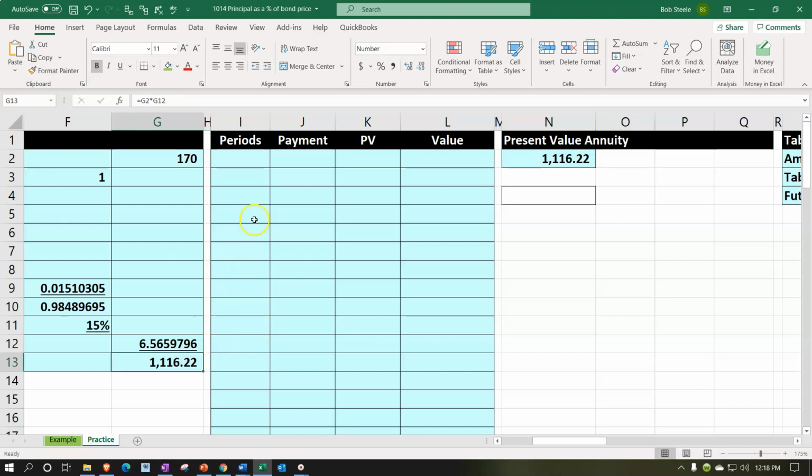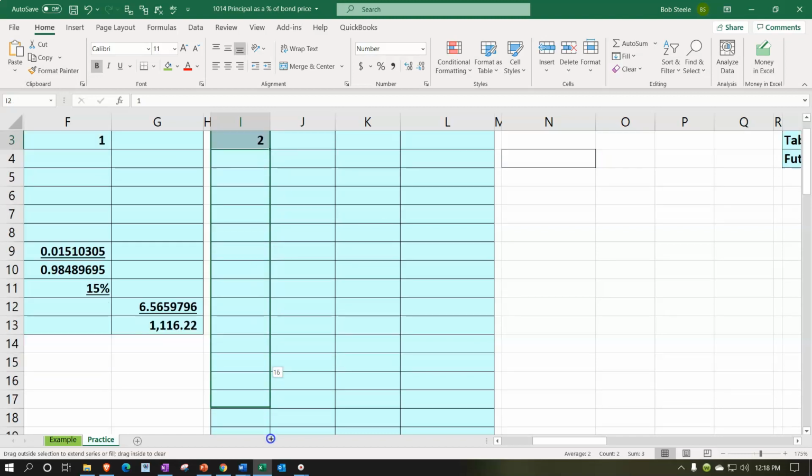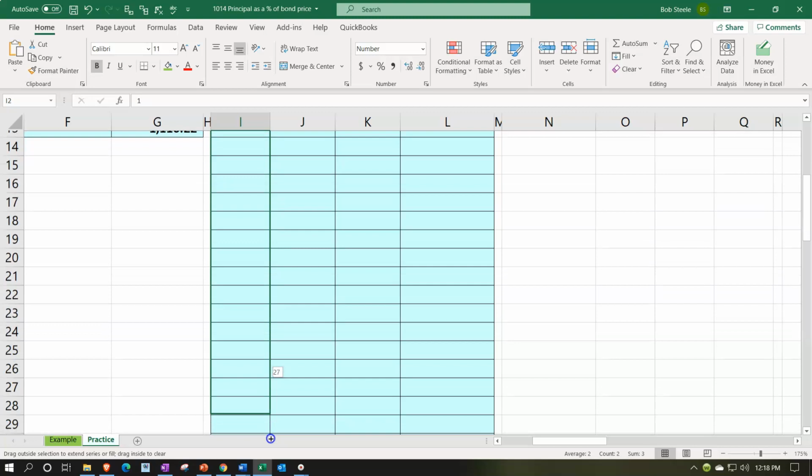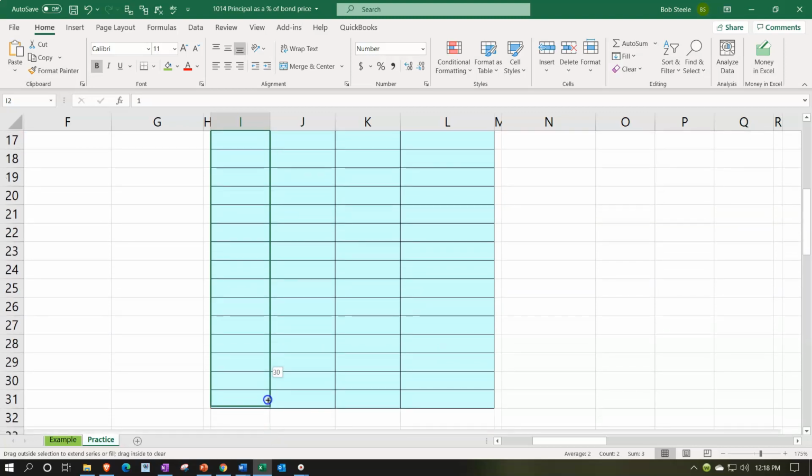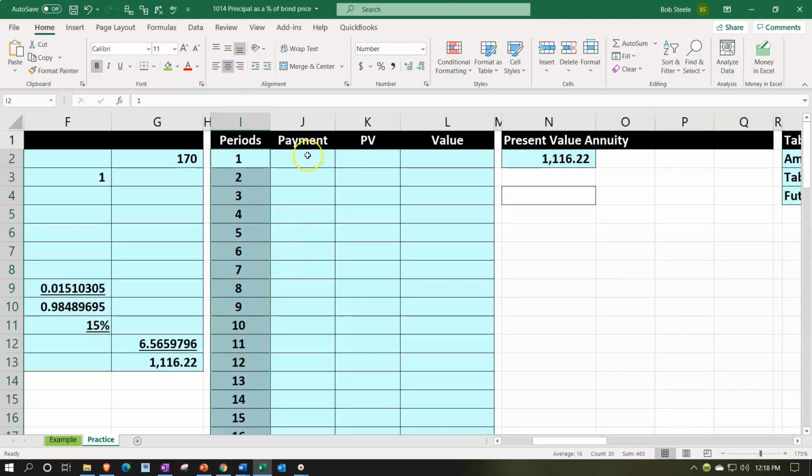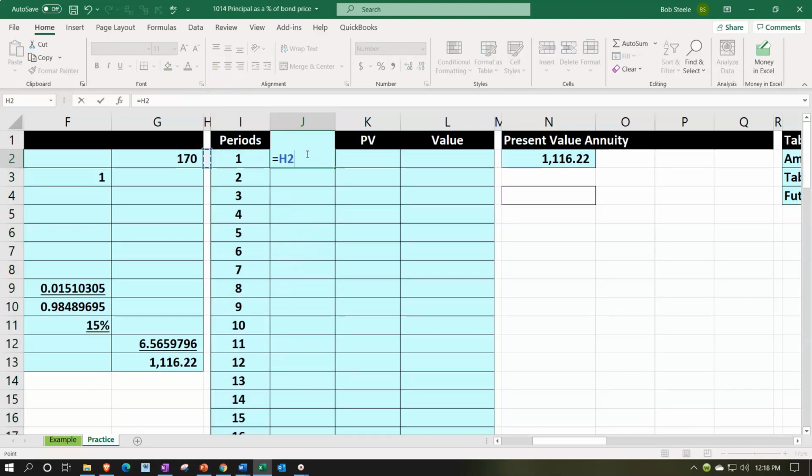That also gives us that 116.22. Let's do it breaking this down into 30 payments of one present value in each one of them, which isn't too difficult to do in Excel. We'll just say 1, 2, and then select those cells and let the autofill figure out that complex series of numbers going from 1 to 30. And then Home tab, alignment, center. Payment is going to be the 170.